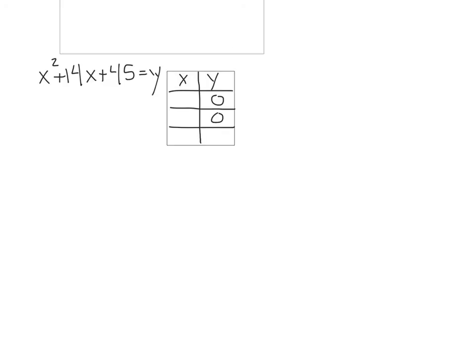I'm going to give you one problem to try that's a little bit harder, but not extensively. Let's say you have x squared plus 14x plus 45 equals y. Here's the table. This time we're going to graph it using the vertex and the 2 zeros.